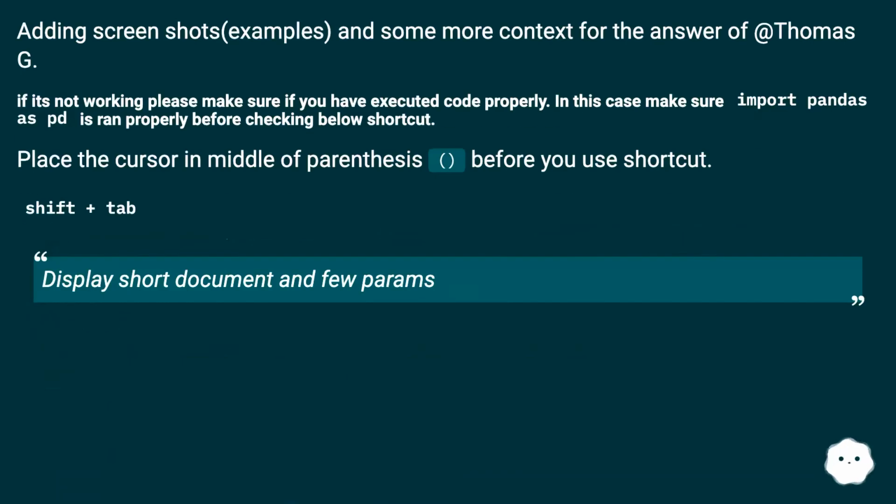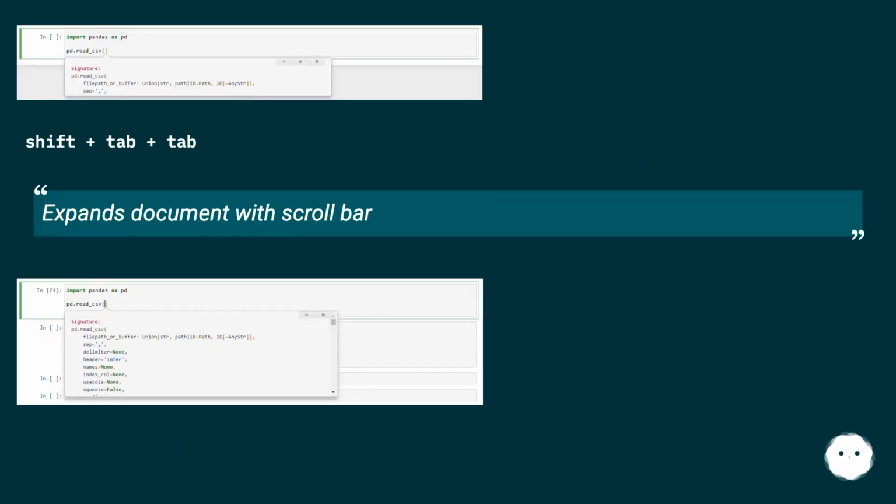Adding screenshots, examples, and some more context for the answer of Thomas G. If it's not working, please make sure you have executed code properly. In this case, make sure import pandas as pd is run properly before checking the below shortcut. Place the cursor in the middle of the parentheses before you use the shortcut. Shift plus Tab displays a short document and a few params. Shift plus Tab expands the document with a scroll bar.